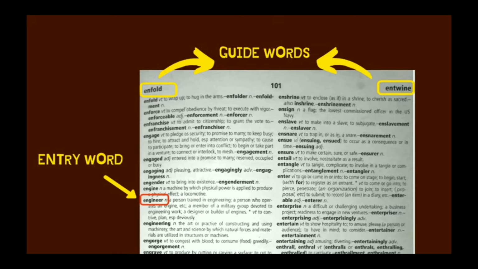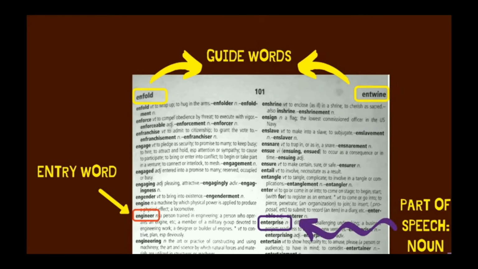We have the guide words enfold and entwine in this dictionary page. In this example, kids, it means that the entry word engineer is in between the guide words enfold and entwine. It also tells us the part of speech the word belongs to.